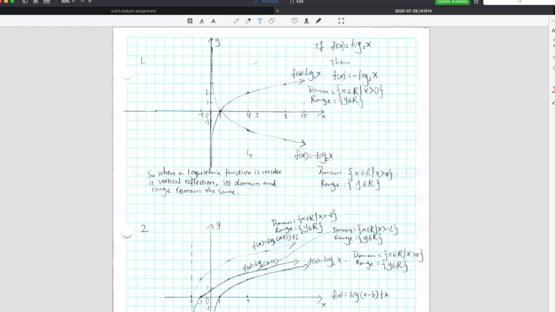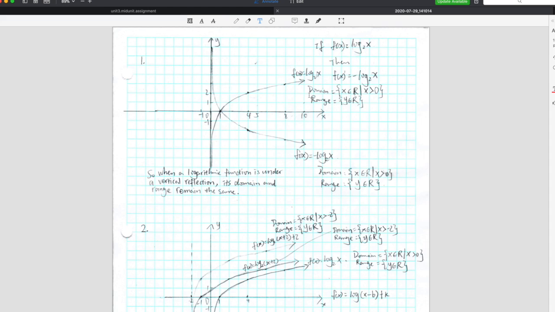I did a graph of the function I picked, which is f(x) = log base 2 of x. And here is the graph of this original function. As we can see, the domain is x in the real numbers with x greater than 0, and the range is obviously y equals all elements in the real numbers.